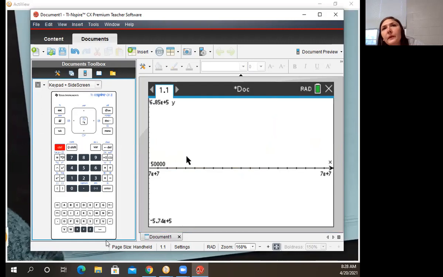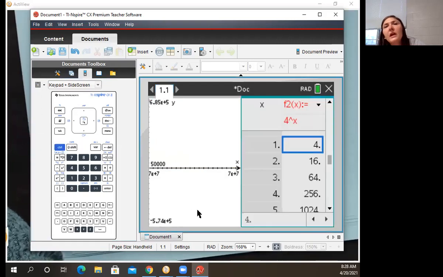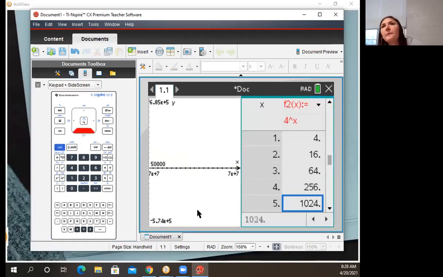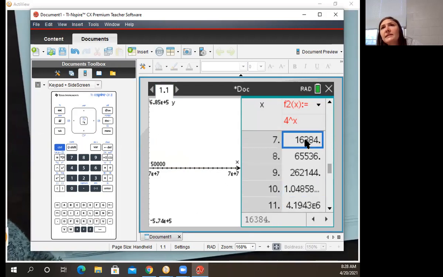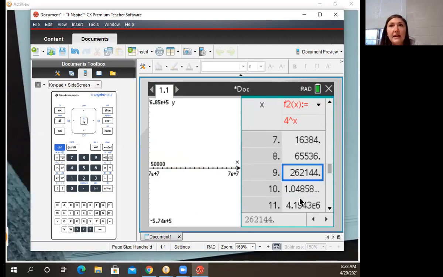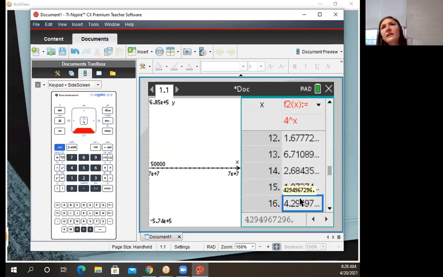Okay, let's pull up our table. That might be an easier route to go. So if we pull up our table, there we go. This is going to be easier. And we're looking at the number of people we're going to have for this specific day. Okay, so here at 7 days, we've got 16,000. At 8 days, we've got 65,000. 9 days, that looks like 262,000. And as we keep increasing, we know by the 20th day, we've gone way too far.